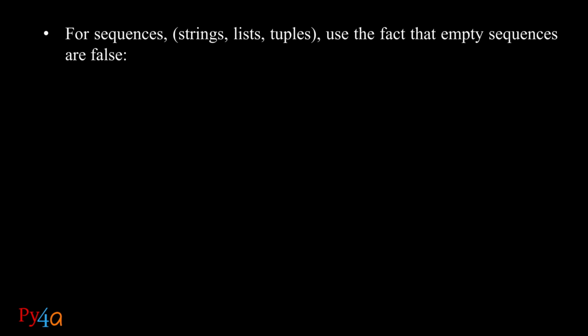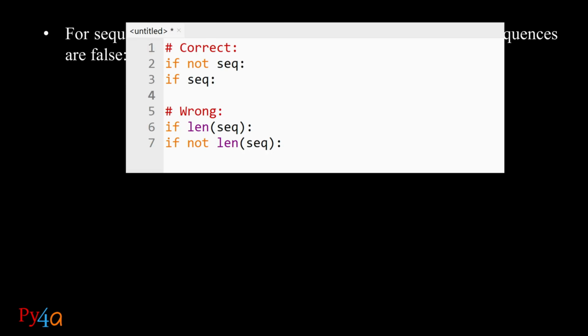For sequences, strings, lists, tuples, use the fact that empty sequences are false. What do you mean by this? The correct way of saying it is if not sequence, or if sequence. The wrong way is to say if len sequence, or if not len sequence.